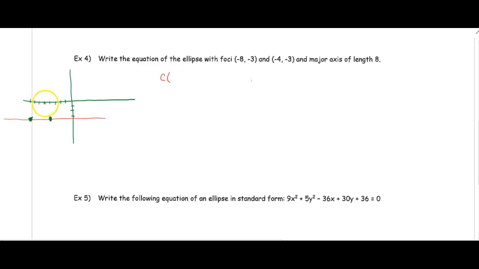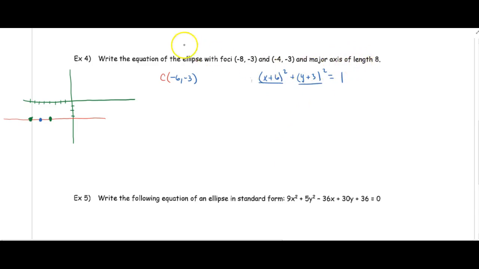Well, from negative 8 to negative 4, we have 4 units of a jump. So if I go 2 units, 1, 2, that puts me in the middle there, and my center right now would be at negative 6, negative 3. So if I start my equation, (x plus 6) all squared plus (y plus 3) all squared equals 1. Now I have to find a and b.